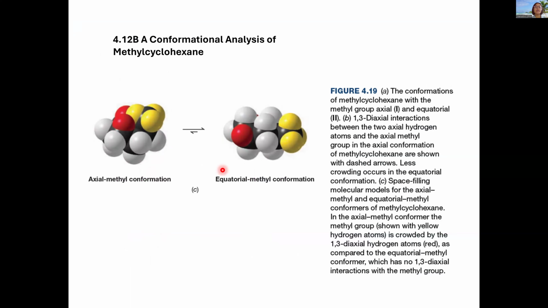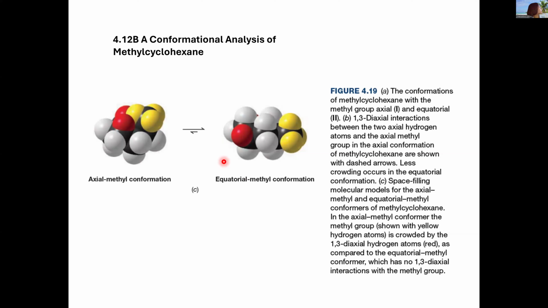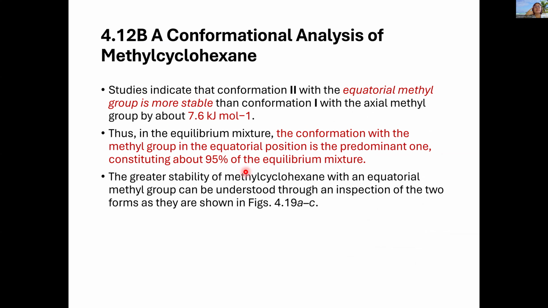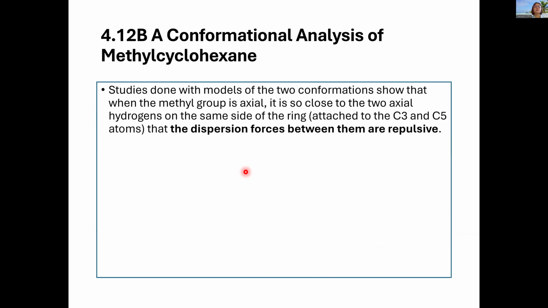So you will see the equilibrium position here. A big arrow is directed towards the equatorial methyl because most of the time, or 95% of the time, it will assume the equatorial position. Clear? Okay, you can actually go with other types of cyclohexane, no?